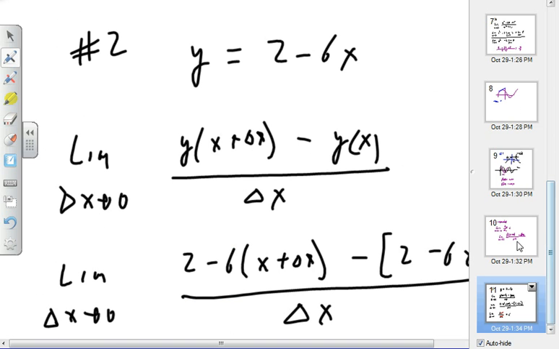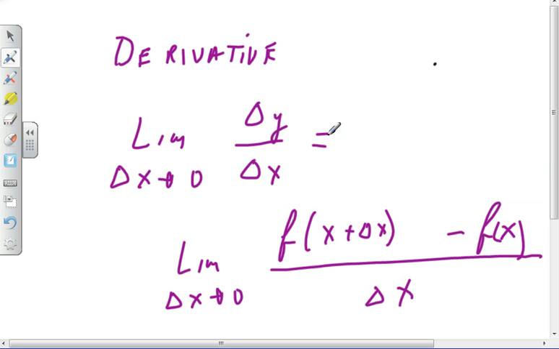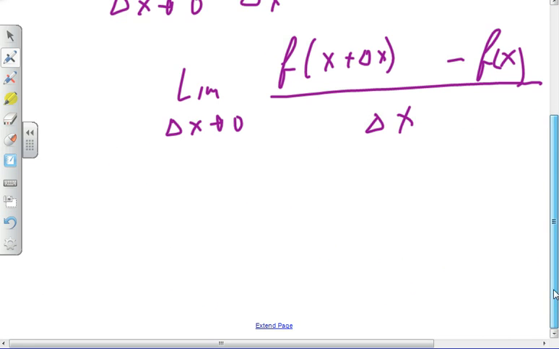So we're going to move back to the definition. The definition says the derivative is the limit as delta x goes to 0 of the function at the point x plus delta x minus f of x divided by delta x. Now what is that trying to tell me?